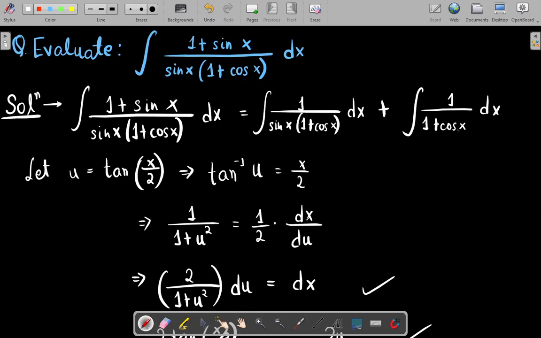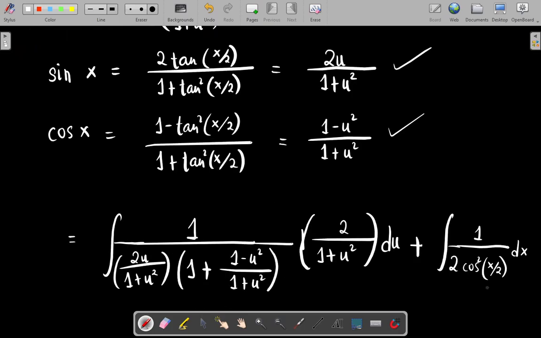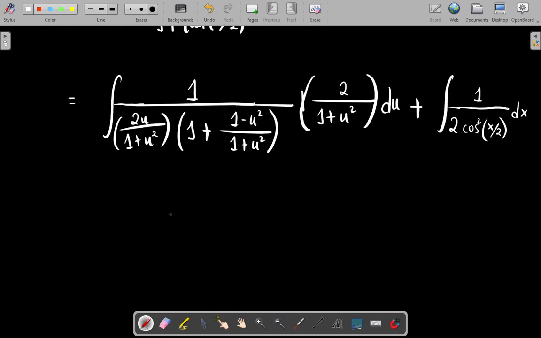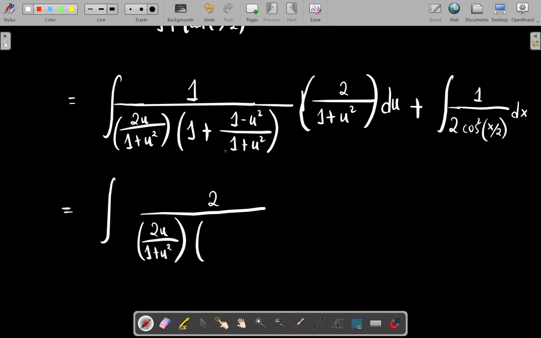So in terms of half angle, 1 plus cos x becomes 2 cos square x by 2, right? So now let us continue. So in the first integral, we have 2u upon 1 plus u square times, if we take the LCM, then in the numerator it will be the sum of 1 plus u square plus 1 minus u square. So this u square will cancel each other.